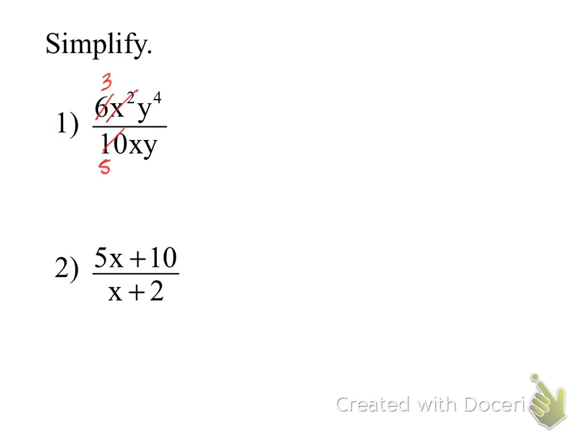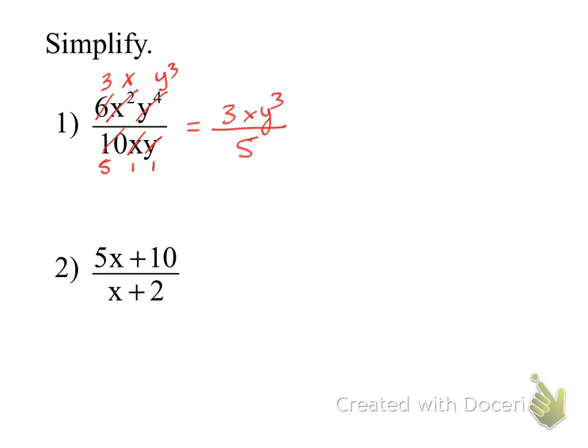What's left in the numerator? X. And in the denominator? 1. And what about the greatest amount of y's? You can take out 1 y, and what's left in the numerator? y cubed. And in the denominator? 1. So my final answer is 3xy cubed over 5. Now what we're dividing out there are called monomials. They're single terms, right? These are monomial divided by monomial.